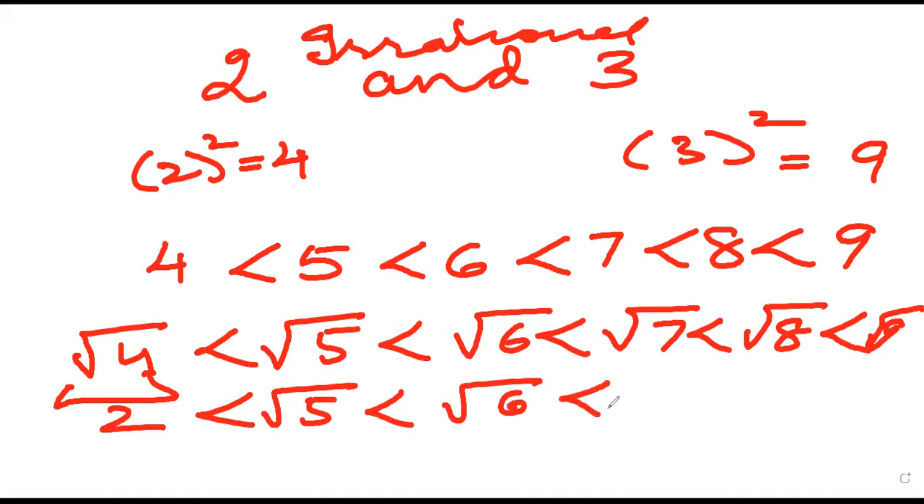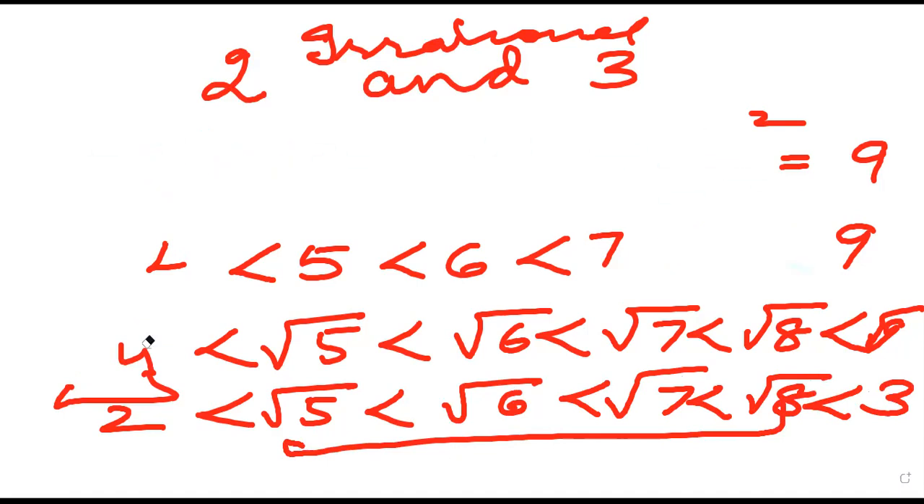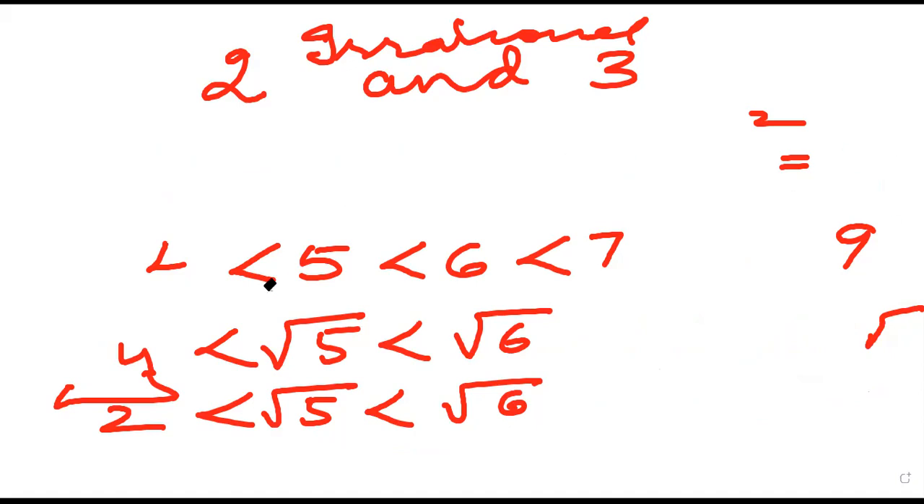It is root 6, root 7, root 8, and here it is 3, because square root 9 is 3. So these are the numbers between two given numbers. Let me discuss one more, children. It's very easy. It's not difficult. Let me tell you another one.